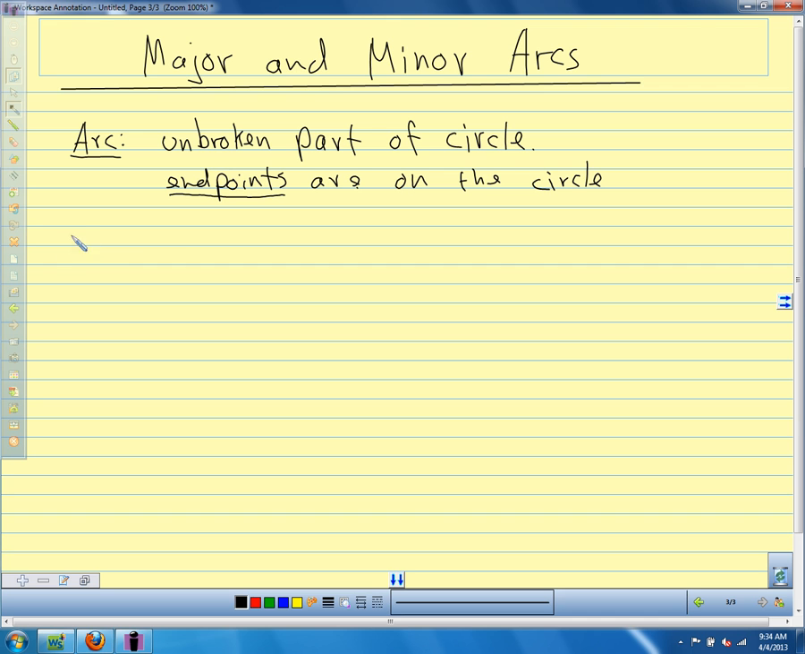So one special kind of arc is a semicircle. Anybody have an idea of what we mean when we talk about a semicircle? Half a circle. So a semicircle is half a circle, and that means that the endpoints of the arc that makes up the semicircle are on a diameter. So just to be a little more precise, we're going to say it's an arc with endpoints on the diameter.